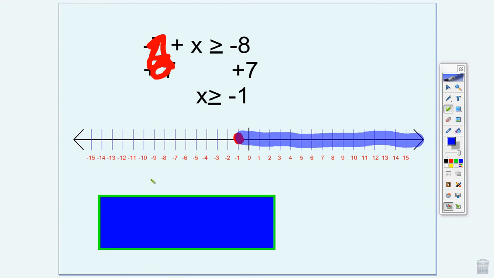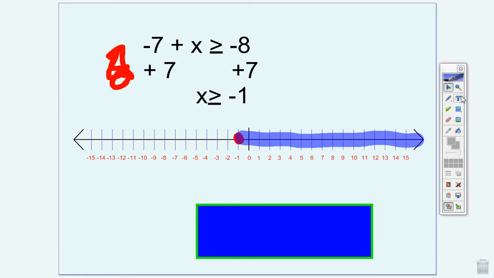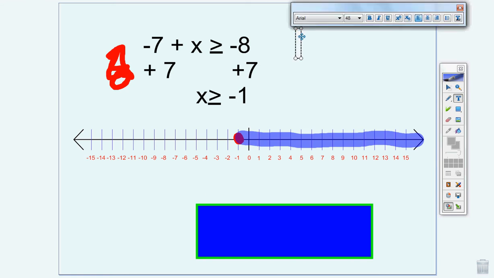And so my solution is all numbers greater than or equal to negative 1. So 0 works, right? If I go back and look at the original equation, negative 7 plus 0, is that greater than negative 8? So in my check here, is negative 7 plus 0 greater than negative 8?